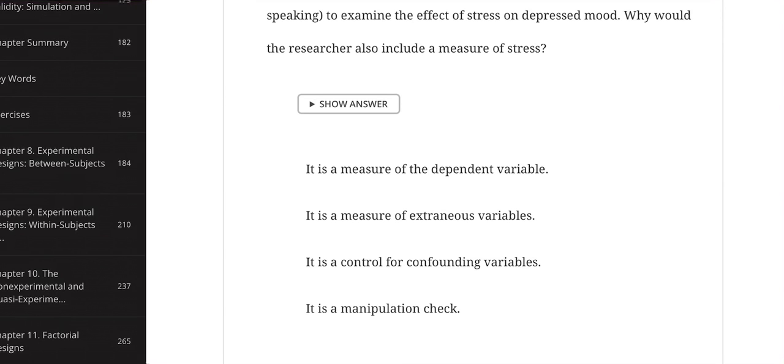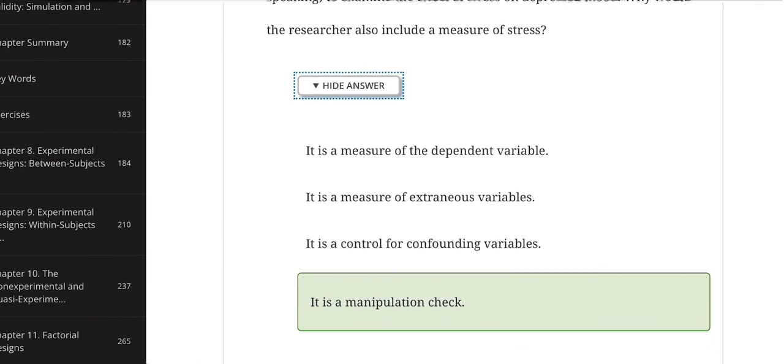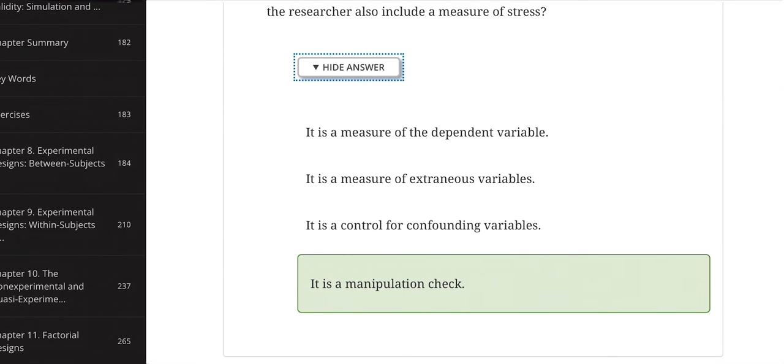And then a researcher exposes people to a stressful situation, such as public speaking, to examine the effect of stress on depressed mood. So why would they want to measure stress? Well, again, like we just talked about, you're putting them in a stressful situation. But what if public speaking isn't a stressful situation for them? You're not going to be able to see if their stress affects their mood if they aren't stressed. So it is a manipulation check to make sure that your intended manipulation of stress actually works, so that you can then assess if stress affects mood. Okay, so that's it.